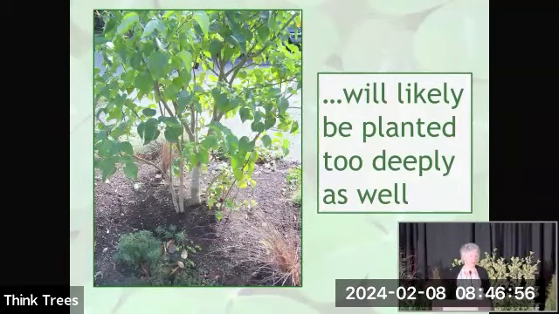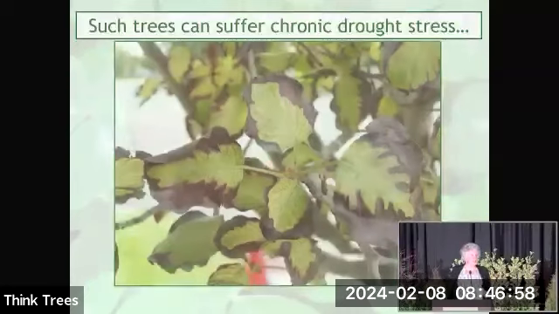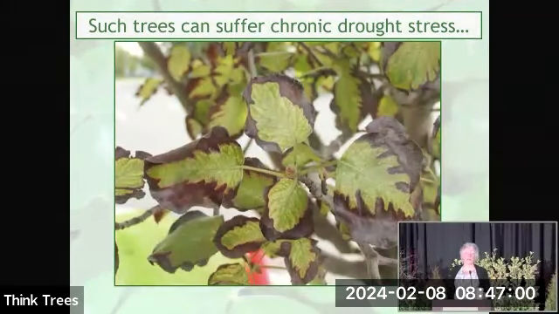So they're planted too deeply in the landscape because people are told that's the way they should plant trees. What happens in the long run is that then you have chronic drought stress because you have an impaired root system that's too deep, that can't get oxygen, it's not going to grow well. And then you're going to see drought stress in the leaves every single year.